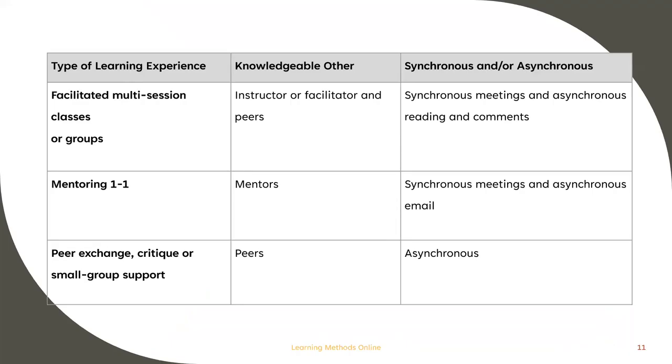Okay, so here we have a grid that we worked on in this slide and the next slide, of about eight different kinds of learning experiences or settings for learning, who the knowledgeable other might be, and whether we're looking at something synchronous or asynchronous. On this slide, we're starting with facilitated multi-session classes or groups. We're looking at mentoring one-to-one, and we're looking at peer exchange, critique, etc. The knowledgeable other shifts in this slide, but in each case, it is other human beings. It'd be interesting to reflect on what it means when generative AI gets a little bit better than it is right now.